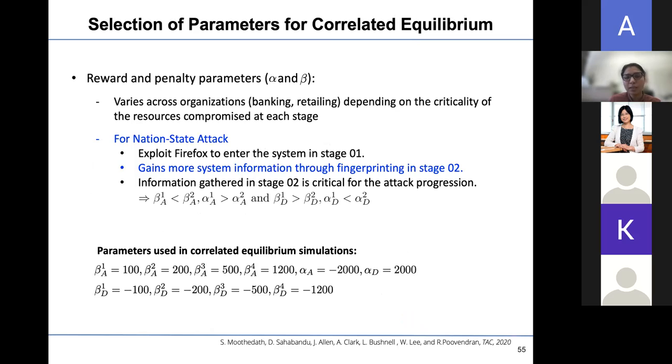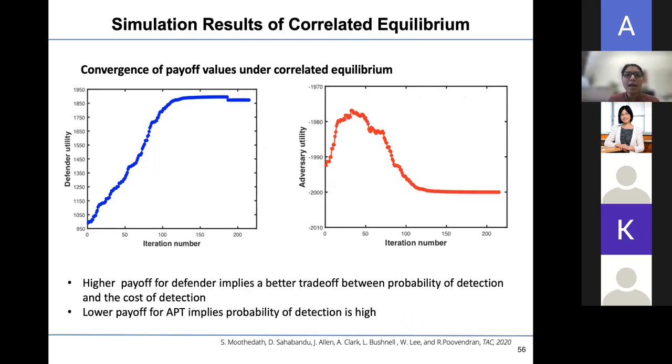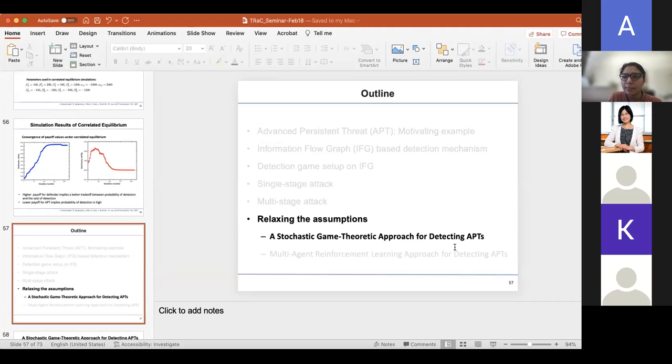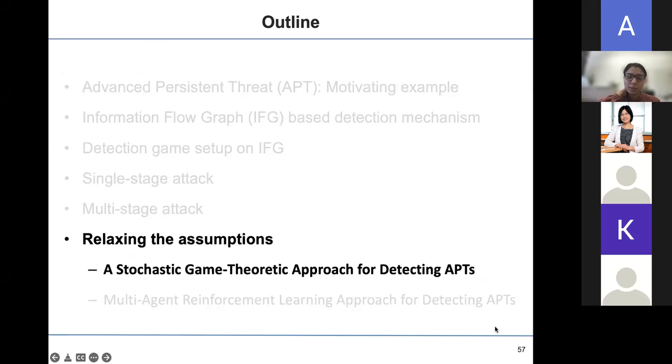So we chose this selection of parameters for the alpha A, alpha D, and beta Ds for the different stages. And here I have the convergence result for the correlated equilibrium for both the defender and the attacker. So the algorithm converges after close to 200 iterations. And now let me check on the time. Now I'll briefly go through some of the works we did after relaxing some of the assumptions we had.